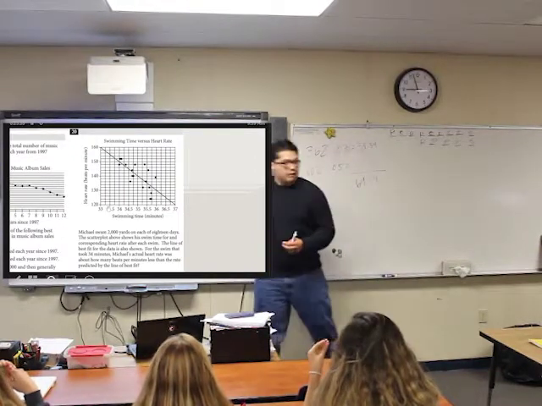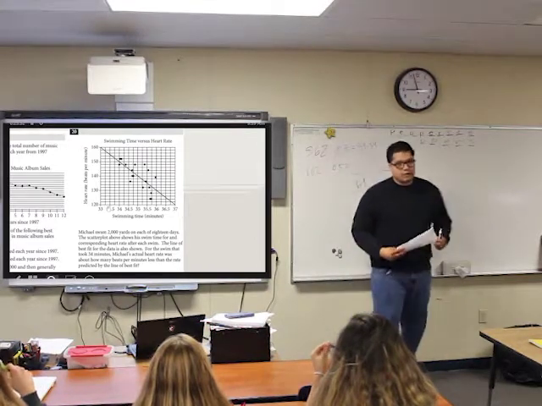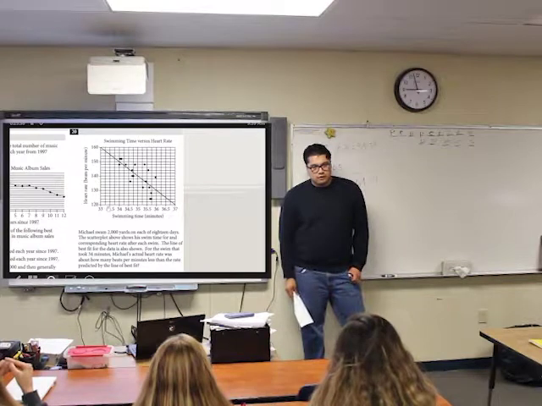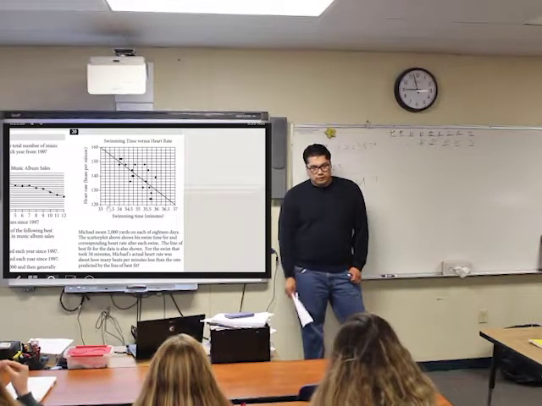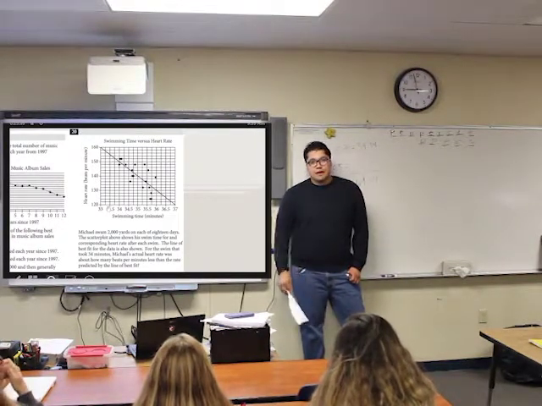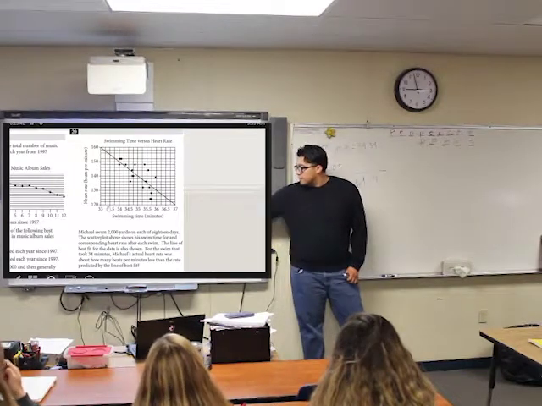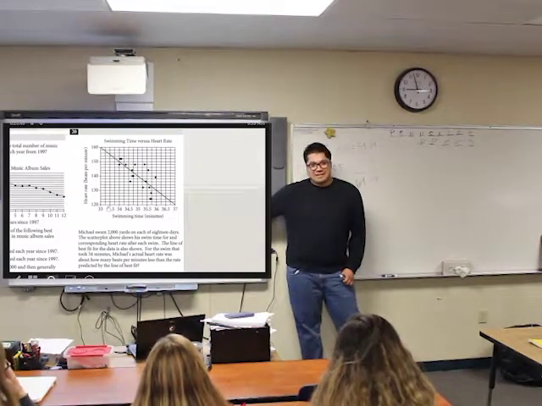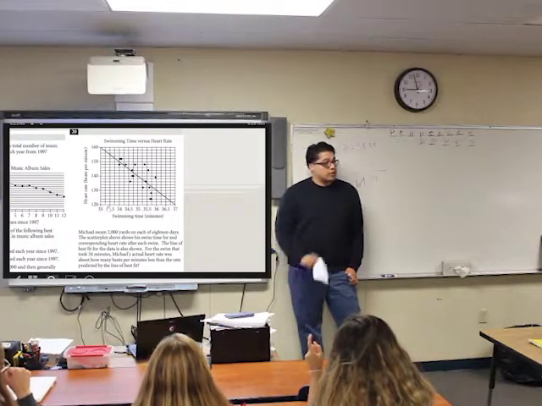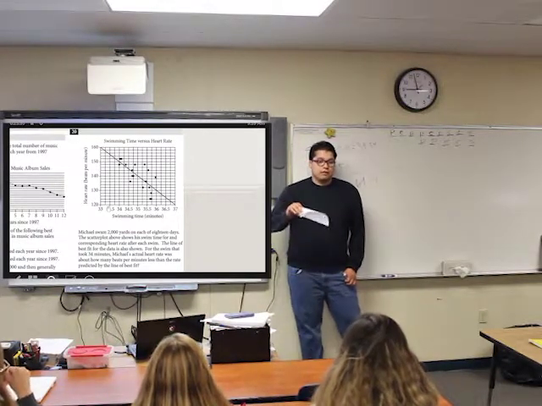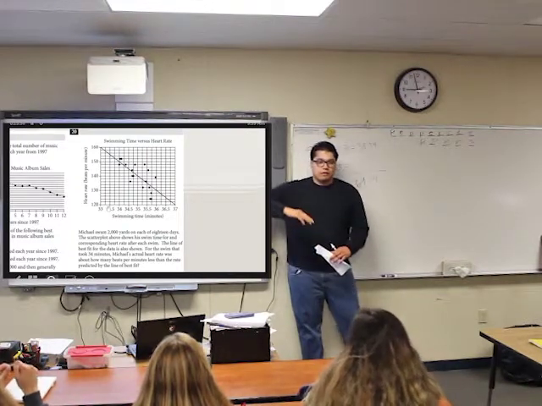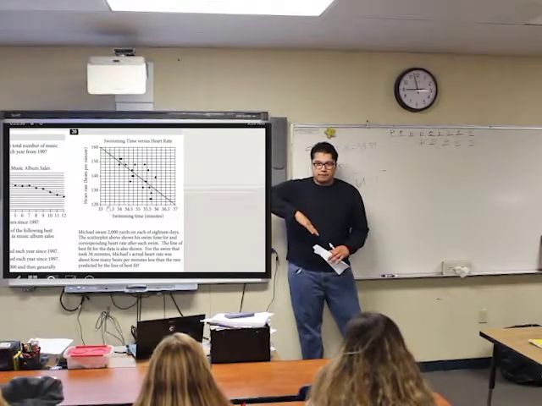So what does it say? What can you tell me about this graph? As swimming time increases, because that's the x-axis, we start with the x-axis, heart rate decreases. Heart rate decreases, right? Because it's going down.